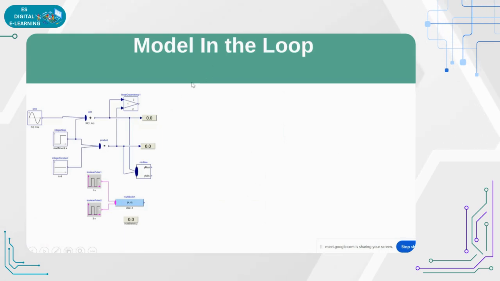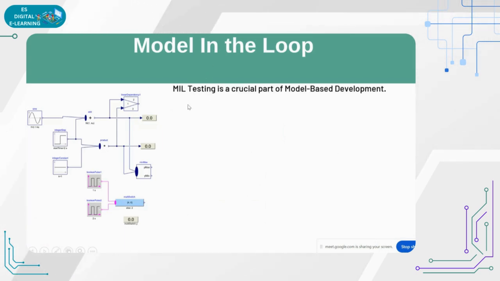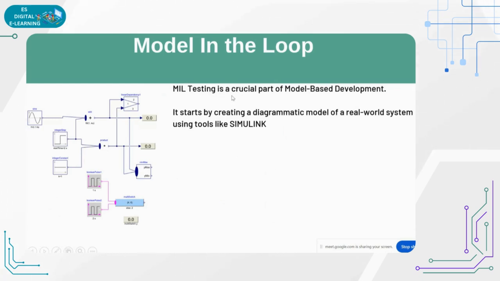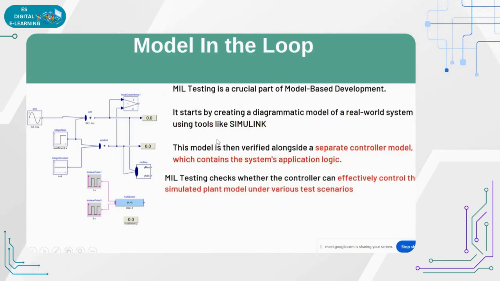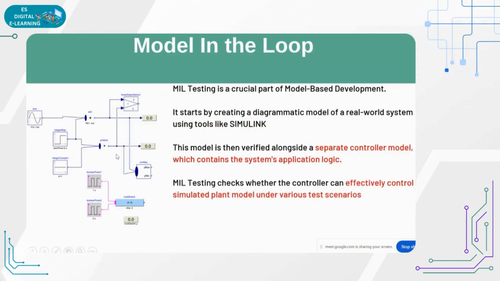Model in loop, MIL testing, is a crucial part of model-based development. Because someone can create the model, but we need to test it, right, to ensure that whatever inputs we are giving, it's working or not. It starts by creating the diagram with the help of MATLAB Simulink, and we need to check whether the specific logics are working or not. So this will be a part of a simulated plant model.